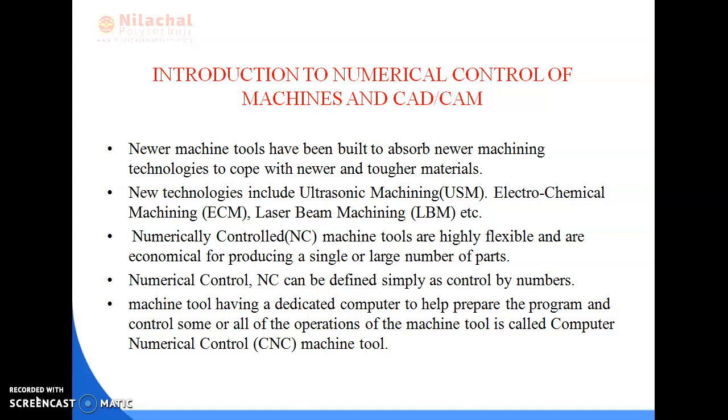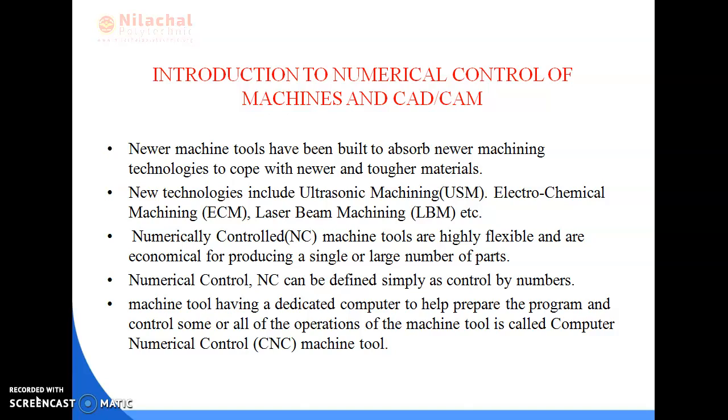The newer machine tools have been built to absorb newer machining technologies to cope with newer and tougher materials. New technologies include ultrasonic machining, which is known as USM, electrochemical machining, which is known as ECM, and laser beam machining, that is LBM, etc.